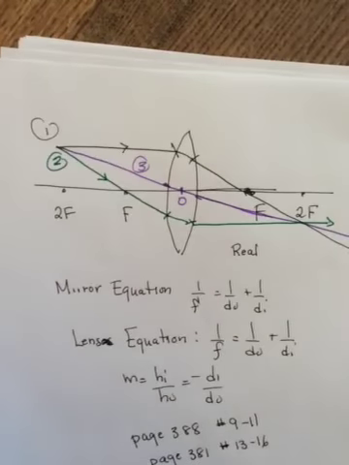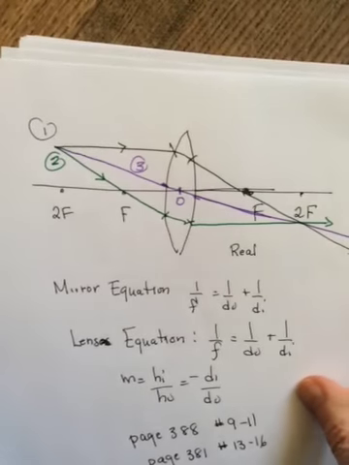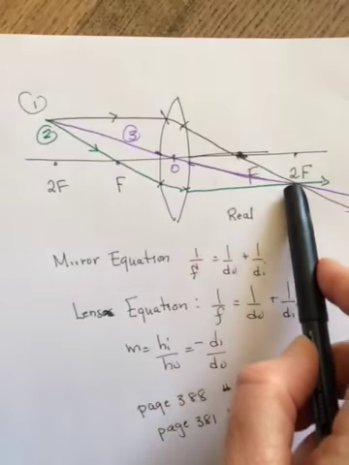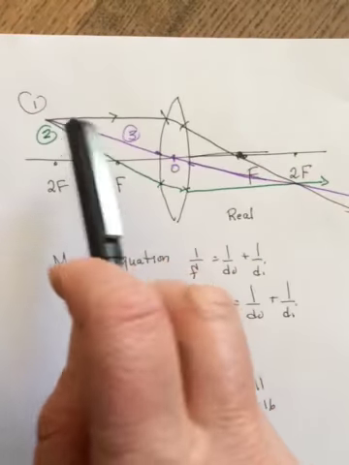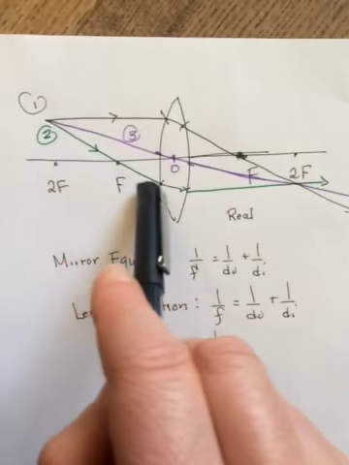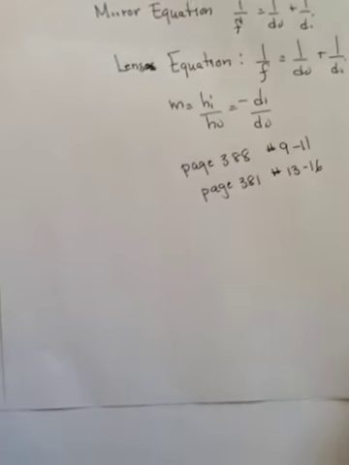The one last thing, I promised that I would come back and do the rays for a diverging lens. So a few videos ago we were looking at a converging lens, and we had 3 rays. One going in parallel to the principal axis comes out through F. One going in through the optical center doesn't get bent. And one going in through F gets refracted so that it comes out parallel to the principal axis.